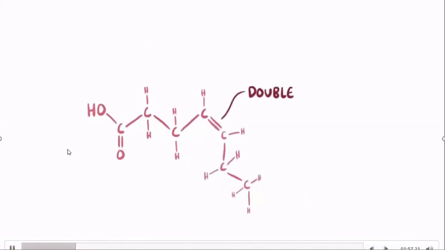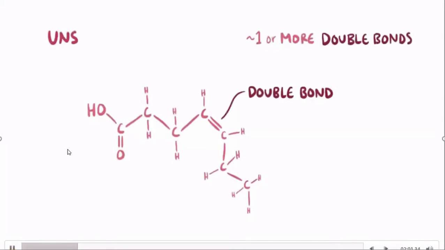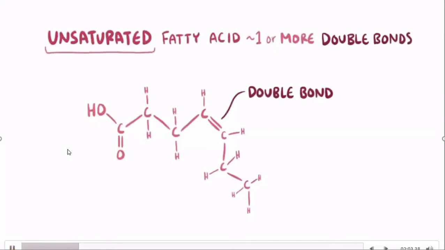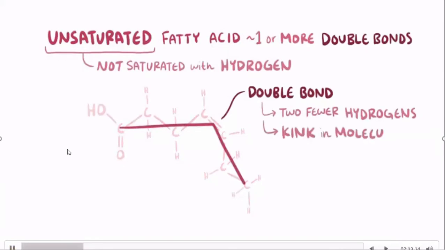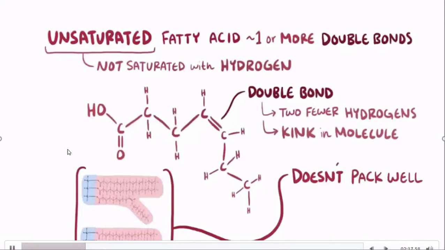Carbons can also have double bonds between them though. And when a fatty acid has one or more double bonds, it's called an unsaturated fatty acid, because it's not saturated with hydrogen atoms. For every double bond, there are 2 fewer hydrogen atoms. Also, a double bond causes a kink in the molecule. They don't pack together as nicely as saturated fats. As a result, unsaturated fats are usually liquid at room temperature.